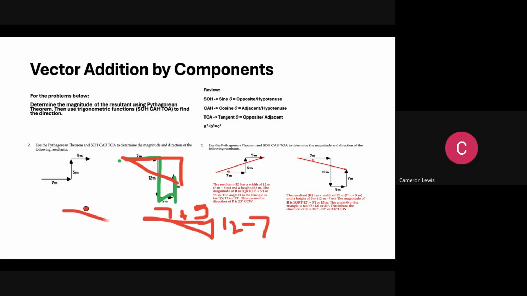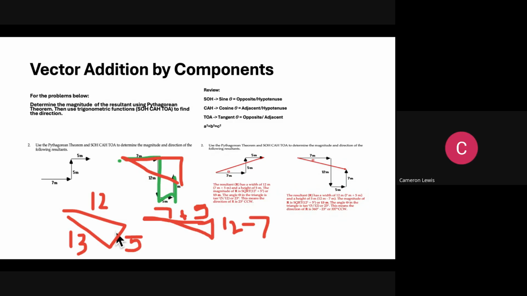And let's make a whole new triangle. 12 and 5. Which we established gives us that 13 over here. Does that make sense? It's the same triangle? Okay.